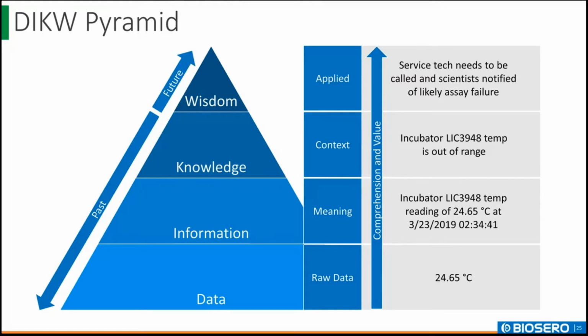This is the wisdom part, right? And this is where AI and ML can come in, is that you need to be able to make decisions based on that data. So right, given that context, okay, we need to maybe call a service tech and notify the scientist of a likely assay failure because of that incubator having its temperature out of range. So again, that knowledge generated from the past can be acted upon in the future. And again, the better contextualized that data is, the more comprehension and value that data has.